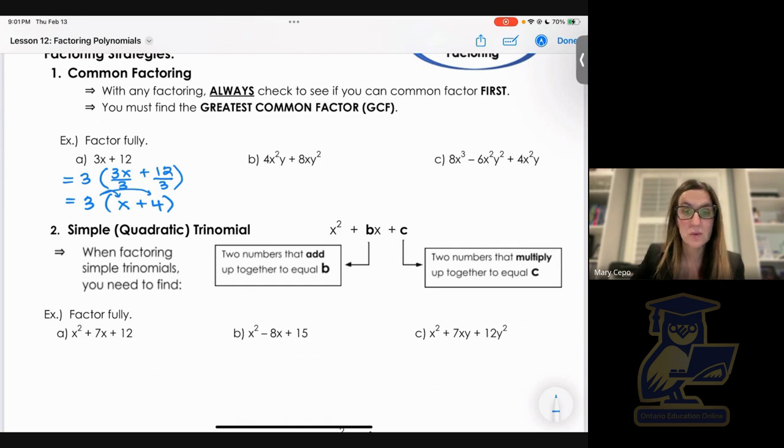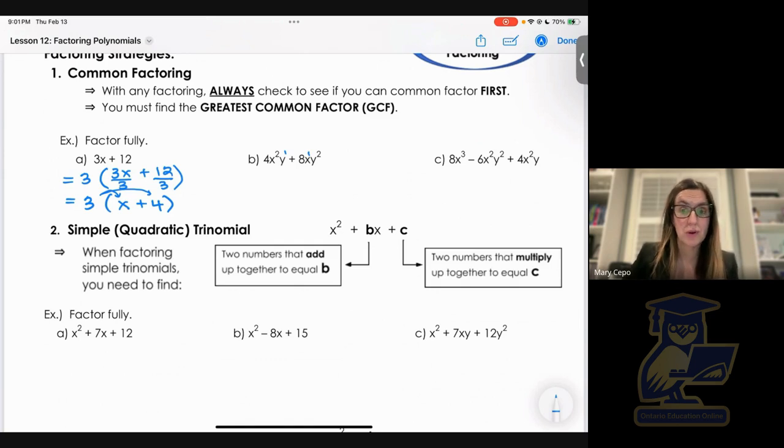Now, in this case, it was a number that was common between both terms. Sometimes it's more than just the numerical coefficient that you can factor. Also, the variables in our terms are common. So looking at 4x squared y plus 8xy squared, it's a good idea to remind yourself that for terms that have a variable with no exponent shown, the exponent is always 1.